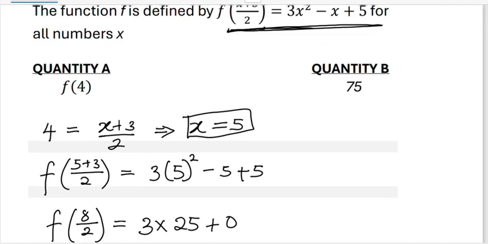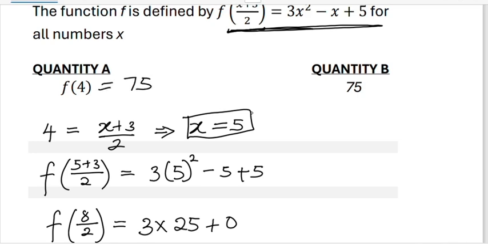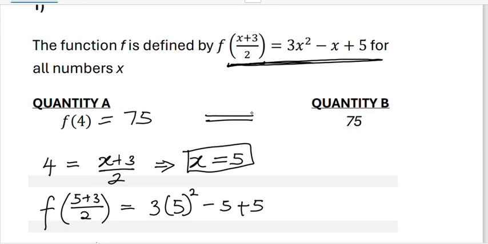Okay, so let's go back up. So f of 4 is 75. So clearly 75 is equal to 75. So the solution to this problem will be C. Quantity A is equal to quantity B.